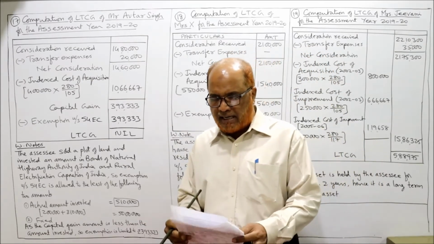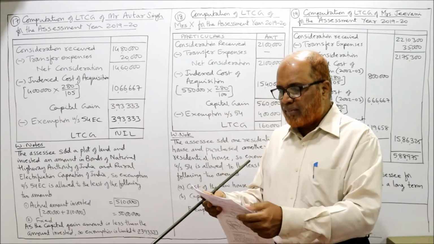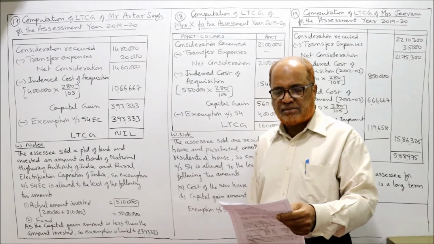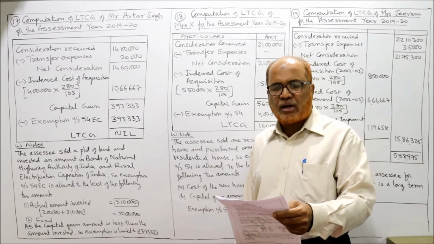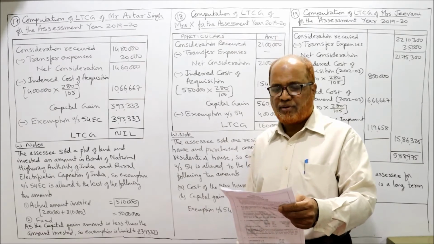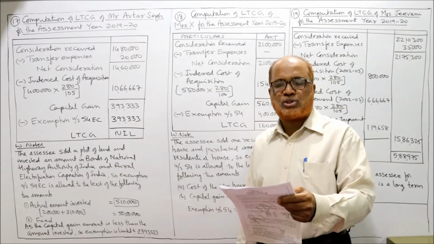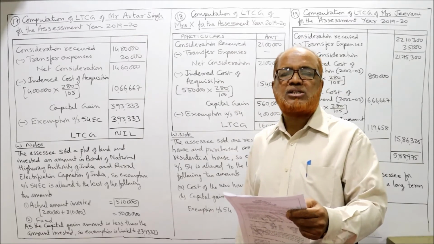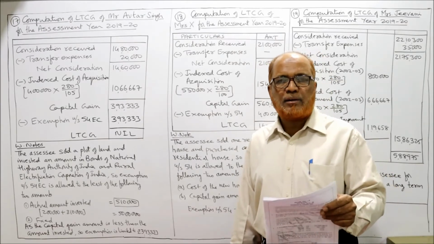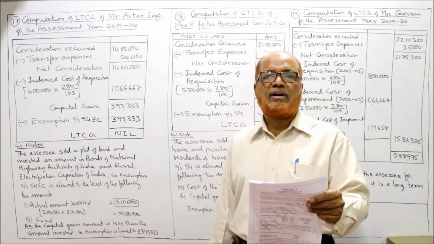Now see problem number 18. I am reading out problem 18. From the following information of Mrs. X, compute taxable capital gain for the assessment year 2019-20. Cost of acquisition of a residential house in 2001-2002 was 5,50,000. This is the actual cost of acquisition. Sale proceeds on 2nd August 2018, meaning the current previous year. During the current previous year, she sold the residential house for rupees 21 lakh.